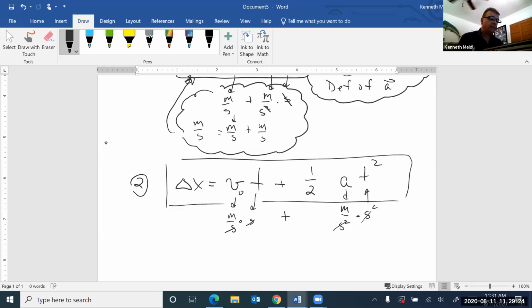But when you were in 5th grade, the second piece here, this 1/2 a t squared, did not exist because you were not allowing the object to accelerate. So the acceleration was 0. So when you multiply by 0, that whole piece dies off, and it leaves you with the familiar change of position equals rate times time. Okay. I'm going to always refer to this as our second kinematic equation.